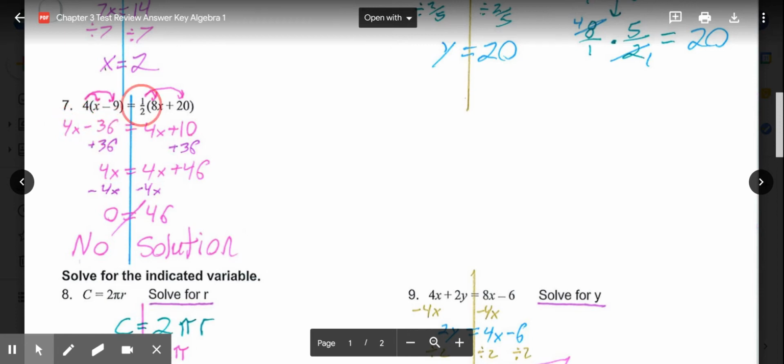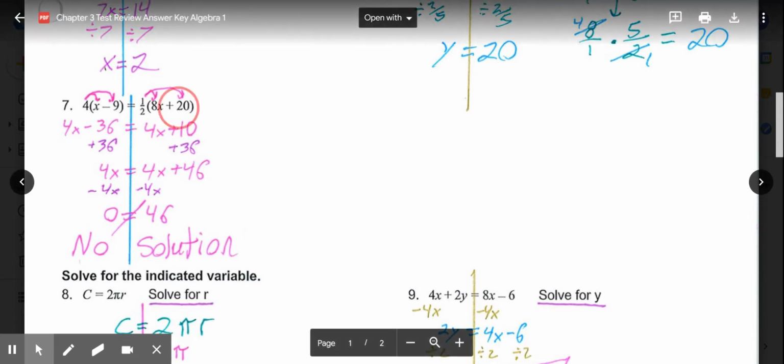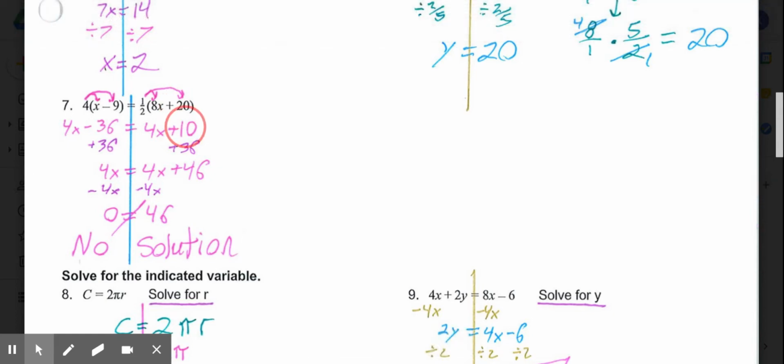On the right, we're distributing 1/2 to the 8x plus 20. So half of 8x would be 4x. Half of 20 would be a positive 10. So we have 4x plus 10.